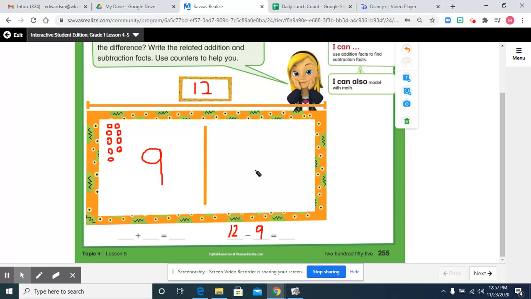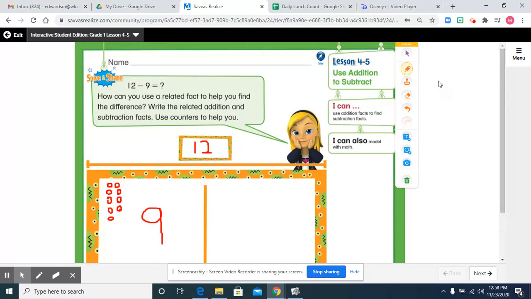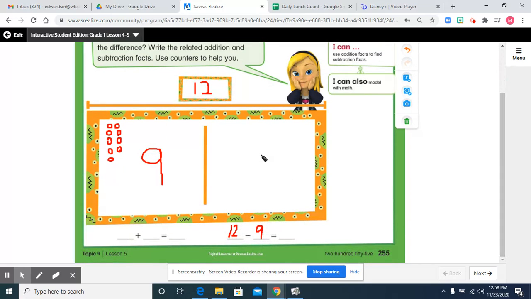Now, we have 9 here. We're missing this part. If we are adding 9 plus what would equal 12? Well, we have 9 counters there. Now, let's count on this side and see how many more counters we need to get to 12. So we have 9. If we add another counter, that's 10, 11, 12. So there's 12. How many counters are on this side? 1, 2, 3. So now we know that 12 minus 9 equals the missing part, which is 3.